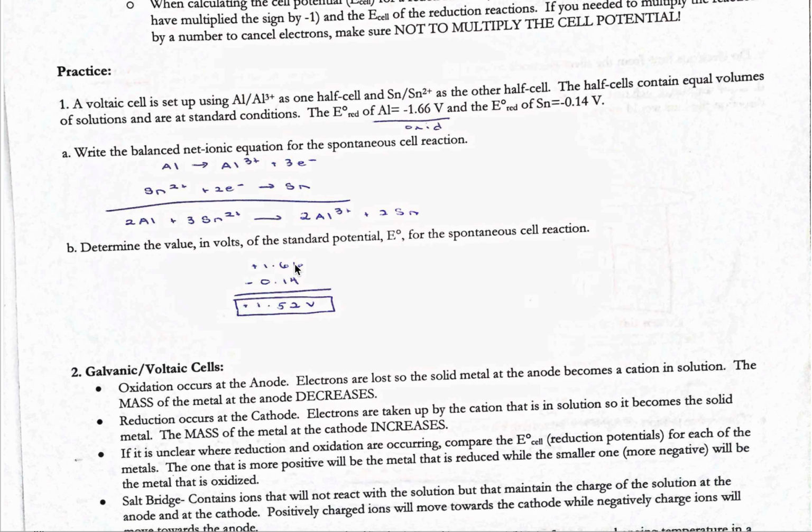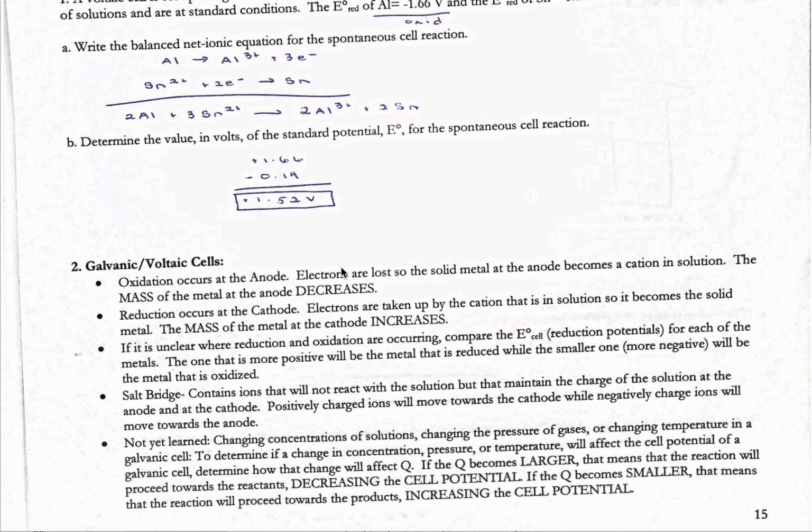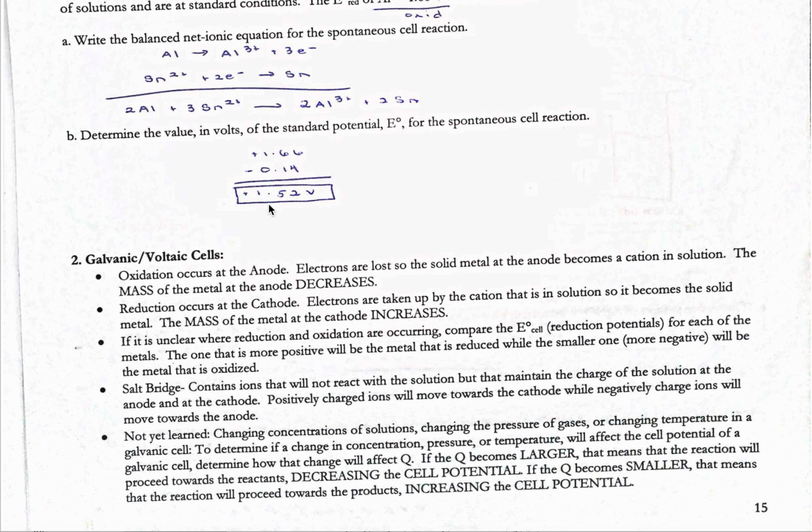Since I flipped this reaction, I'm going to make the negative 1.66 positive. The tin's going to stay negative. Keep in mind that unlike your equilibrium constants, where whenever I multiply an entire reaction by a number, I have to raise the equilibrium constant by that value, like if I multiply by 3, I would have to triple it, here, remember, the only thing that affects your cell potentials is flipping, not multiplying at all. So just be careful. So the cell potential is 1.52. I know that it's spontaneous, or as we like to say, thermodynamically favorable, because its cell potential is positive.